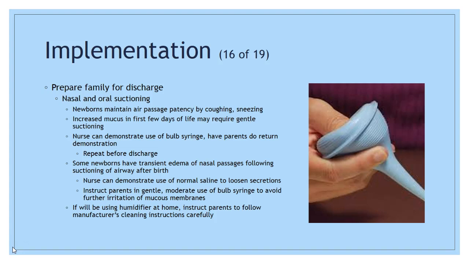For nasal and oral suctioning, we know that newborns are obligatory nose breathers. We know they have a lot of mucus and a lot of secretions in the first few days, and so we might have to gently suction them. But if we are constantly suctioning their nasal passageways over and over again several times a day, it's important to teach parents that that can actually cause swelling in the mucous membranes and make the problem worse. So we want to be gentle about using the bulb syringe, and we want to do it only when we really need to.